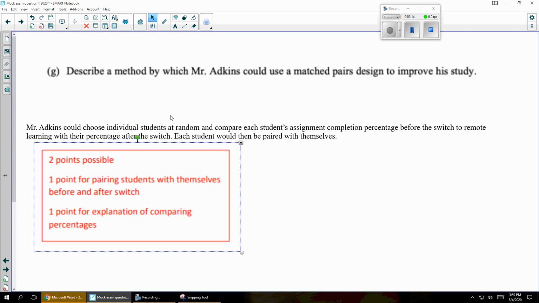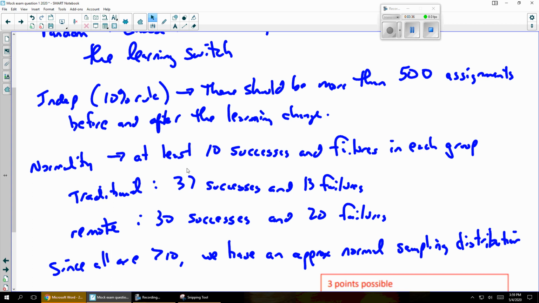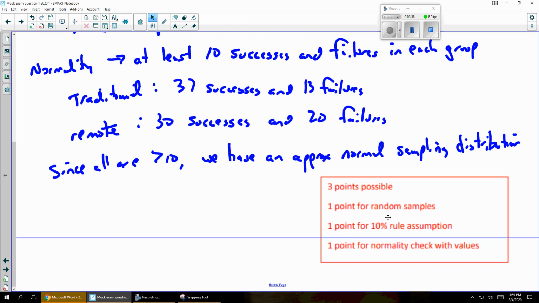Letter G is worth 2 points, 1 point for pairing the students with themselves, that's the matched pair, and 1 point for telling me what it is that we're going to compare. So we've got to get their before and after if we wanted to use that matched pairs design. Letter H, checking the conditions. It's worth 3 points. 1 point for mentioning random samples, 1 point for checking the 10% rule, and 1 point for checking normality with the values plugged in. If you don't have the values, you don't get the point.